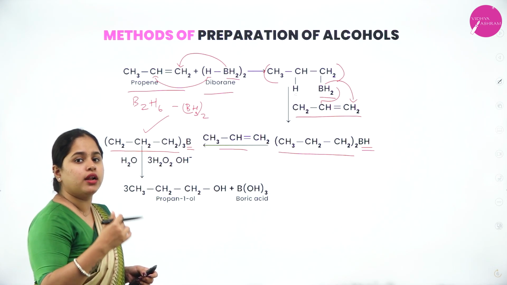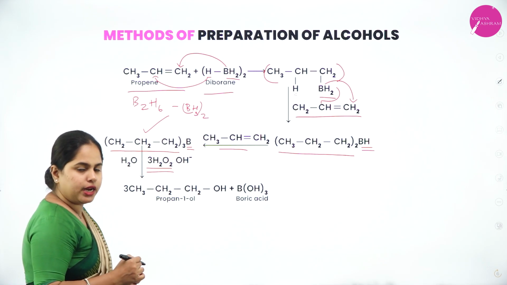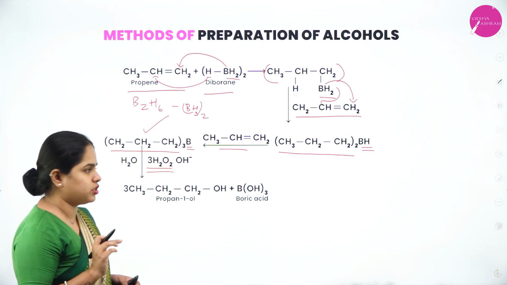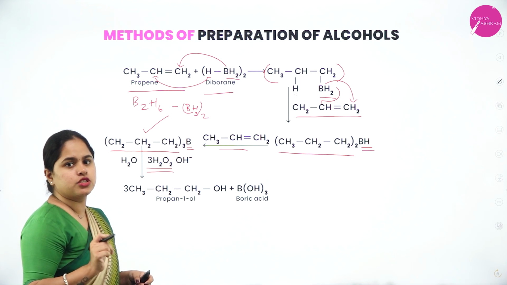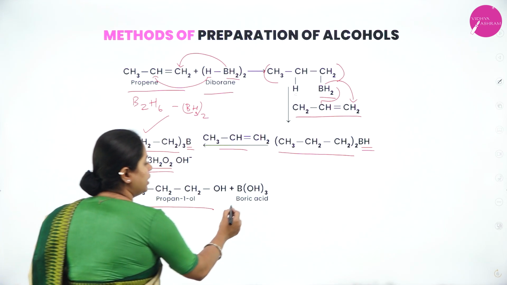Now trialkyl borane undergoes what? Oxidation in presence of hydrogen peroxide, right? It undergoes oxidation. We are going to add oxygen. It undergoes oxidation in presence of hydrogen peroxide. Then what happens? You will get alcohol and boric acid.